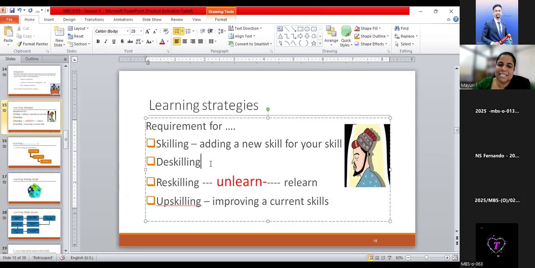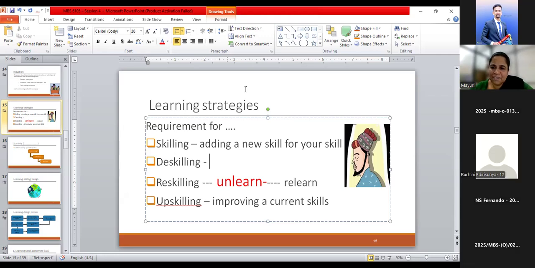And then what is de-skilling? What is de-skilling? Cool. What is de-skilling? Continuous improvement? No. Thank you, Rujini.